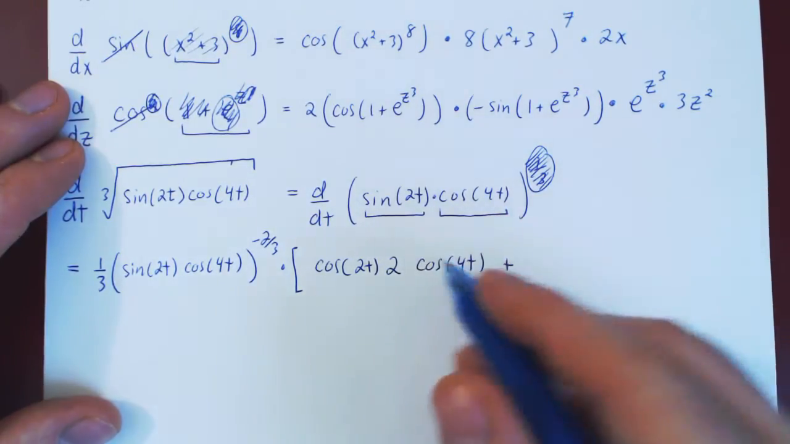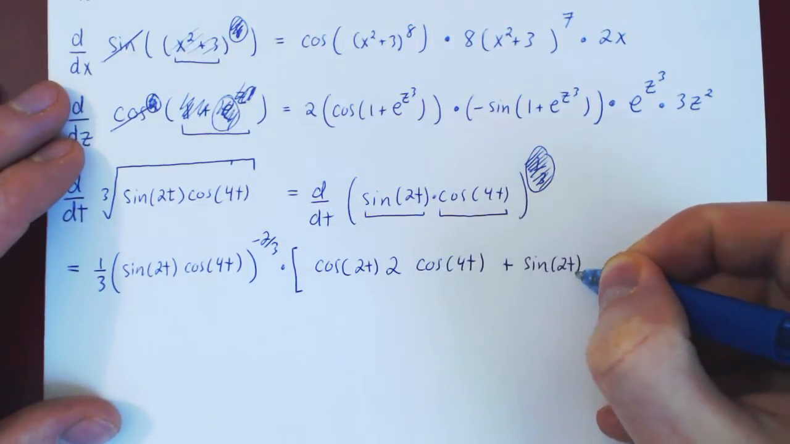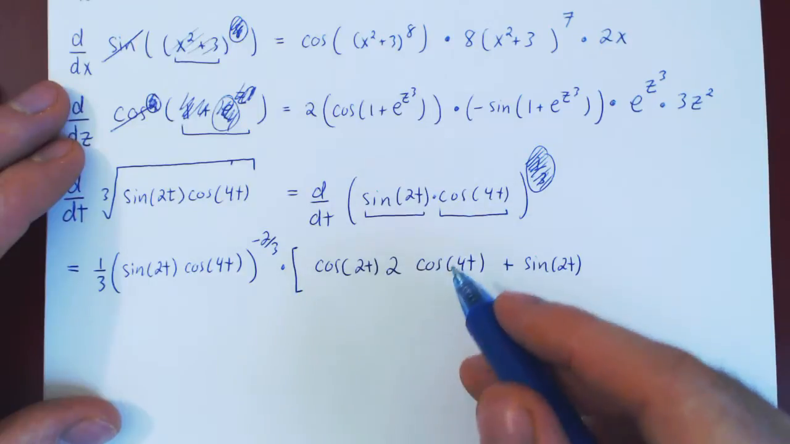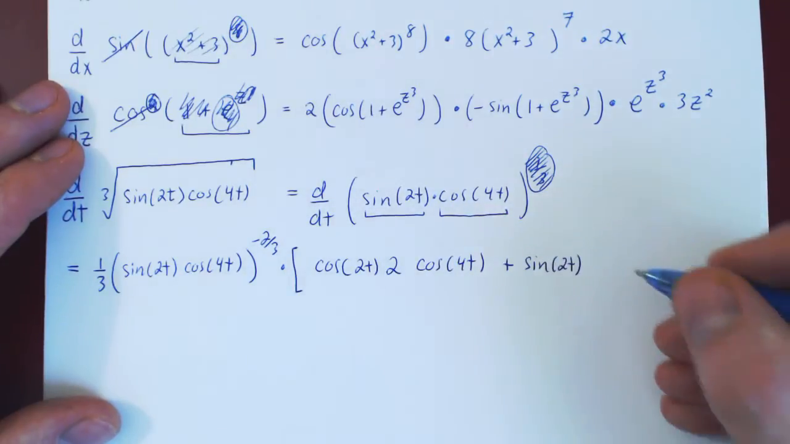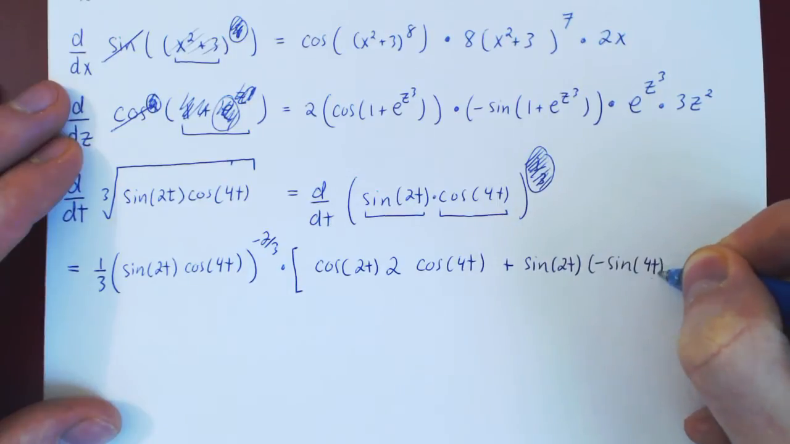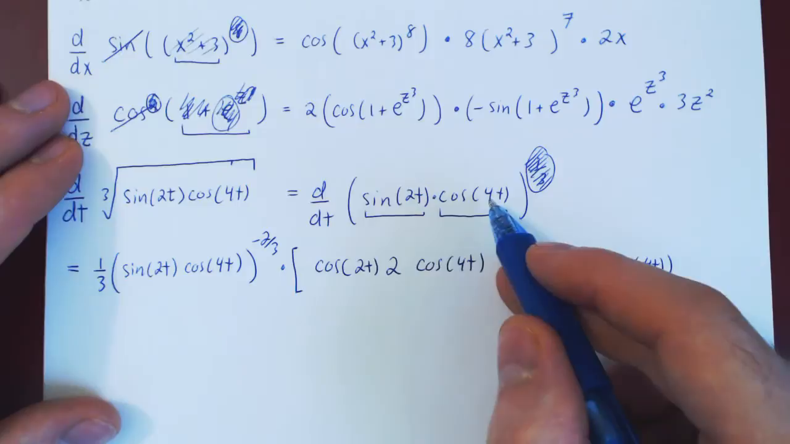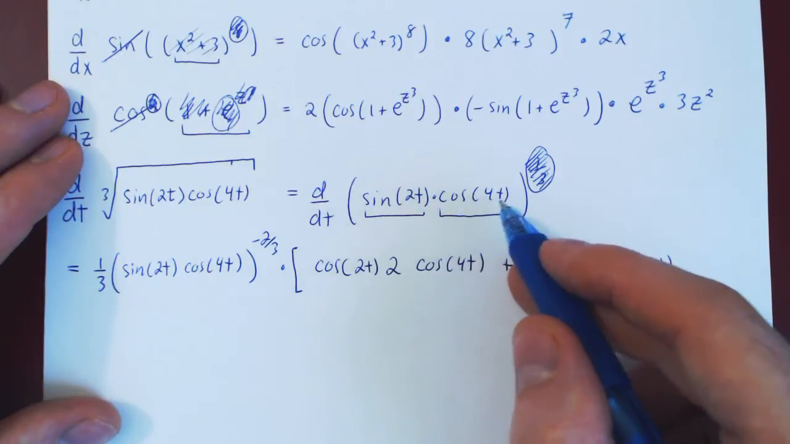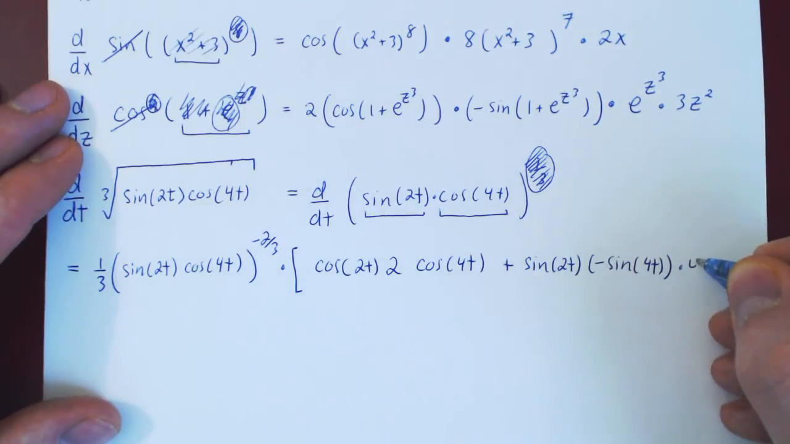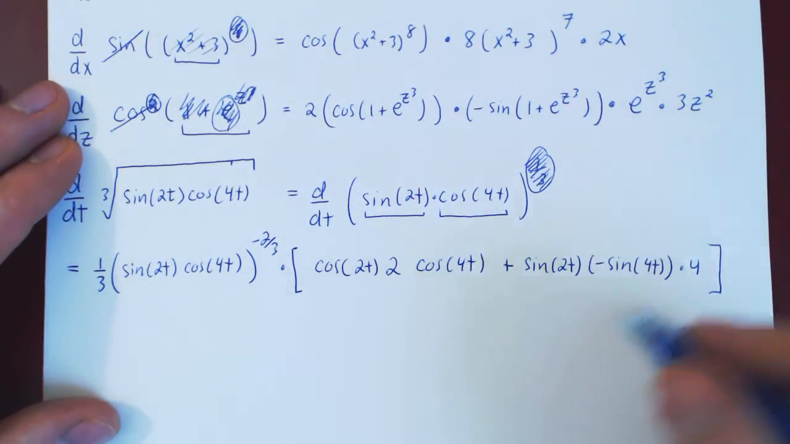That's the derivative of the first function times the second, cos of 4t. Product rule plus, now the first function, sine of 2t, times the derivative of the second function. The derivative of cosine is negative sine. But we're not done. That's just the derivative of the cosine part. There is still the 4t times the derivative of 4t, which is, of course, 4. And now we complete our product rule. Now we close our brackets.